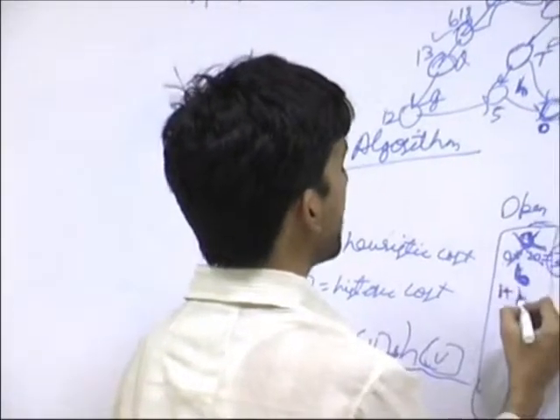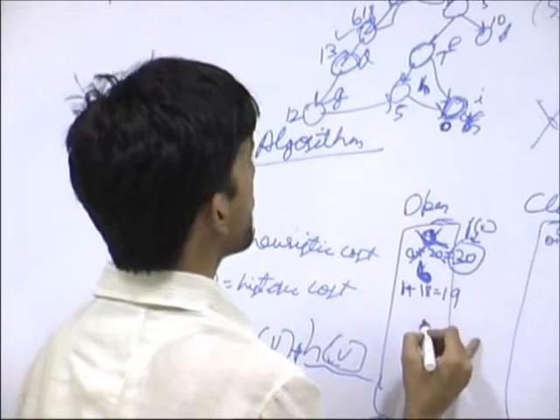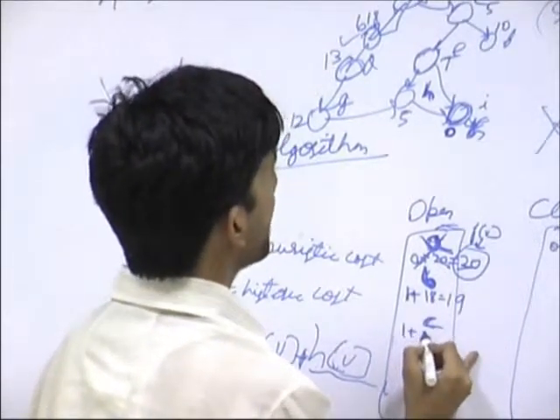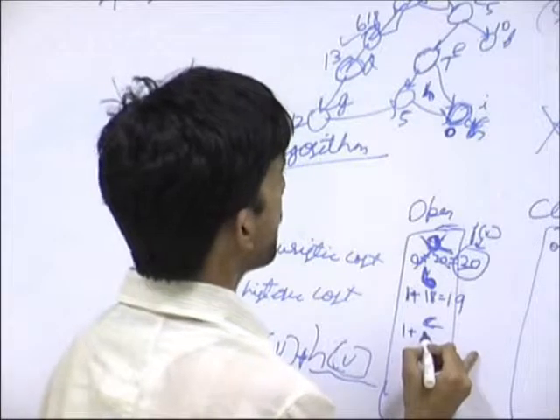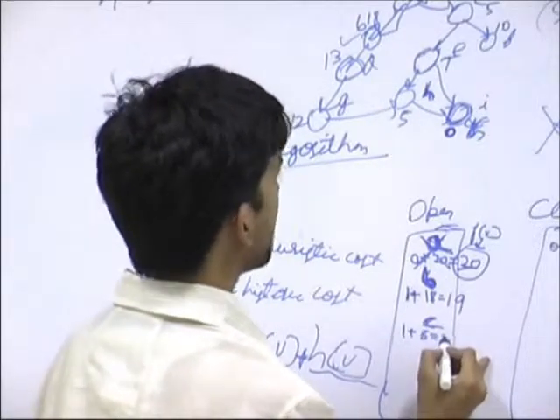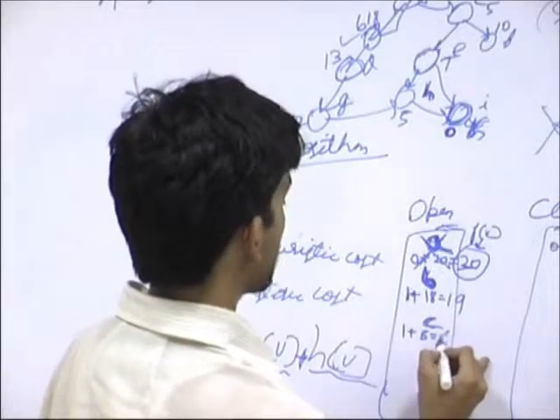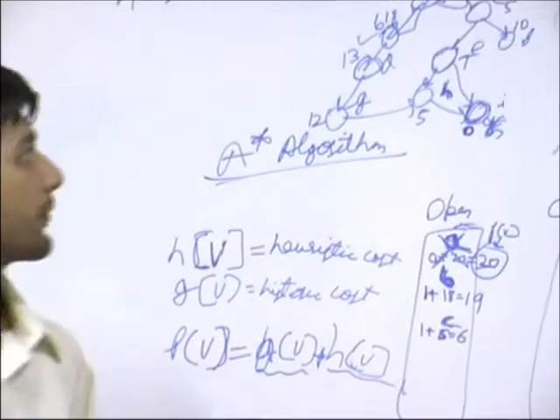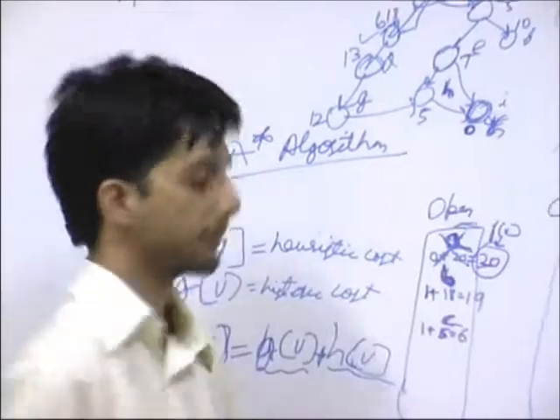The heuristic cost I have already assigned as 18, so this makes a total cost of 90. And C had a historic cost again of 1, a heuristic cost of 5, that makes a total cost of 6. These are the two insertions that I have done.